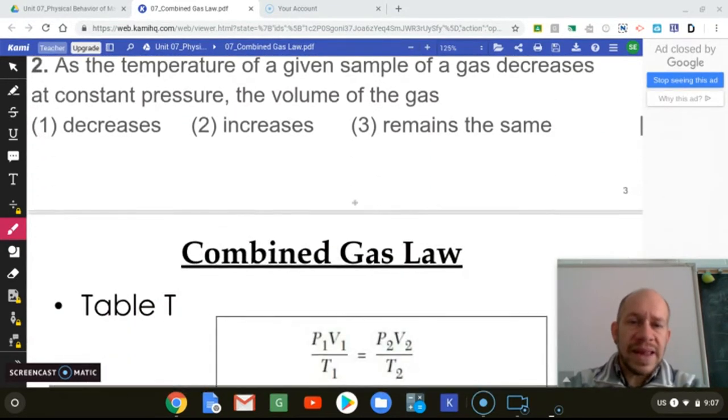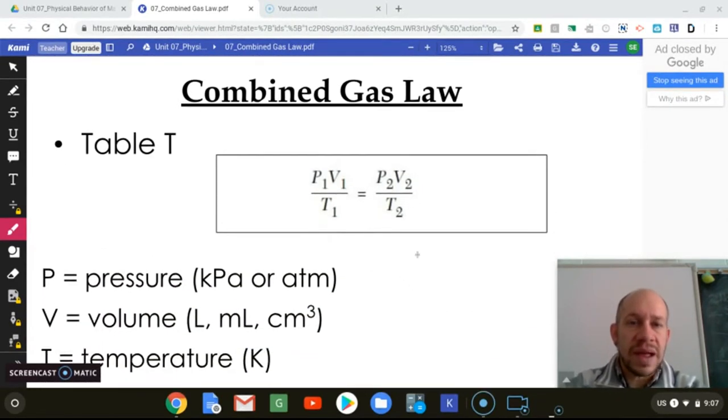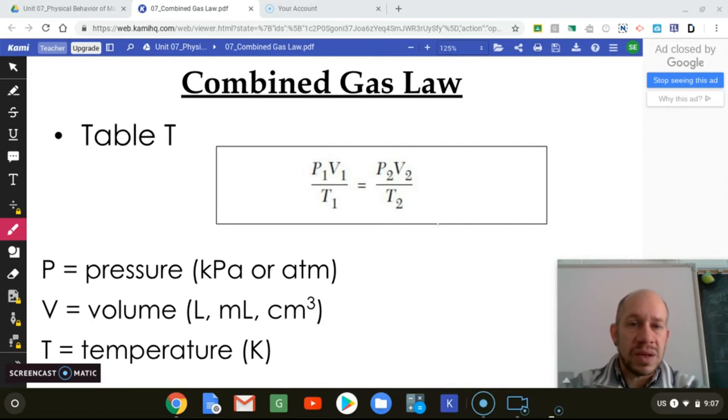So the combined gas law takes those three gas laws we talked about in our last lesson and just puts them together. This is really all you need to know about the gas laws. If you can use this formula, then you're good to go.